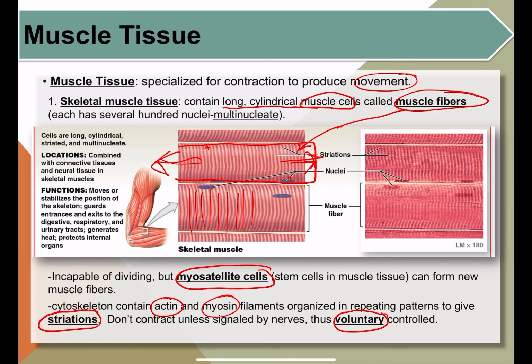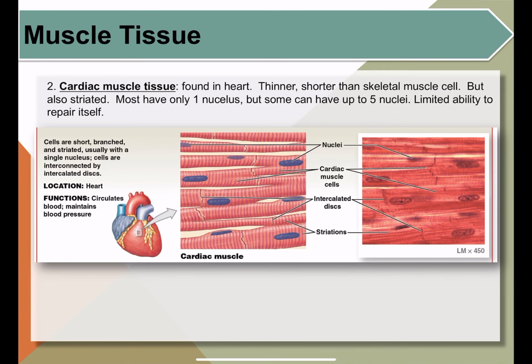A second specific kind of muscle tissue is cardiac muscle tissue. They are only found within the heart, so that's why it starts with cardiac. Cardiac has something to do with the heart. They are nowhere else, and they are usually thinner and shorter than skeletal muscle cells. Now, they don't have myosatellite cells like skeletal muscle tissue, so they have very limited ability to repair themselves.